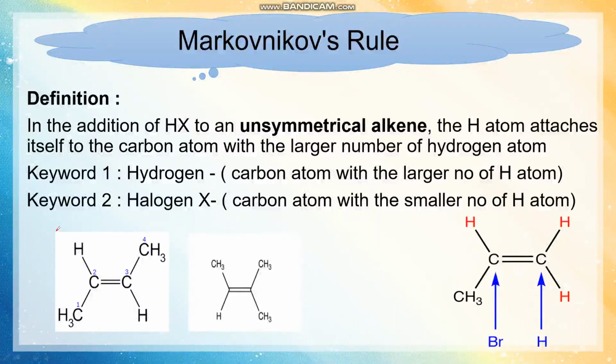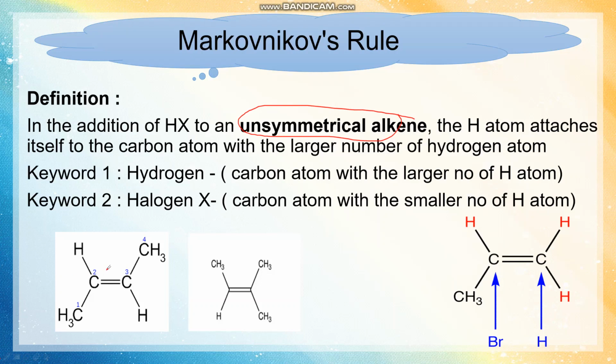In this video, I'm going to talk about Markovnikov's rule. If you refer to the Oxford Chemistry textbook, basically the definition of Markovnikov's rule is, in the addition of hydrogen halides such as hydrogen bromide or hydrogen chloride to an unsymmetrical alkene, the hydrogen atom will attach itself to the carbon atom with a larger number of hydrogen atoms.